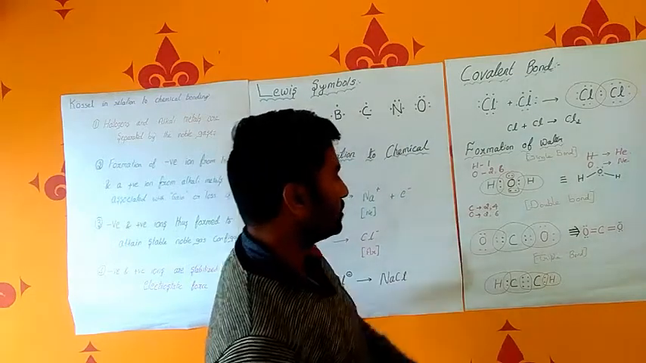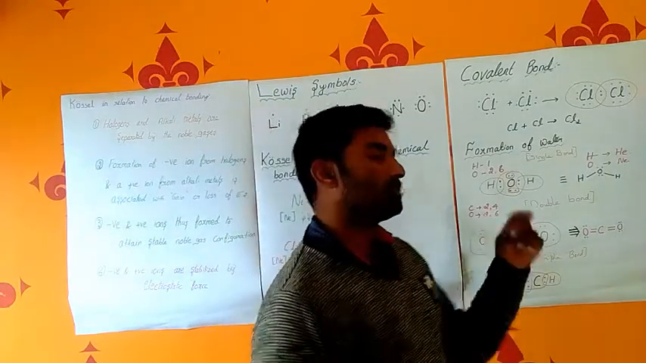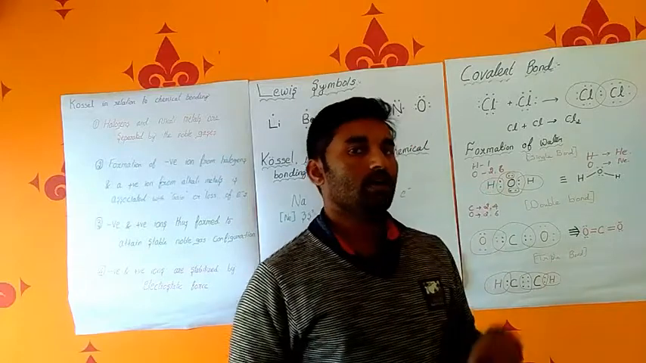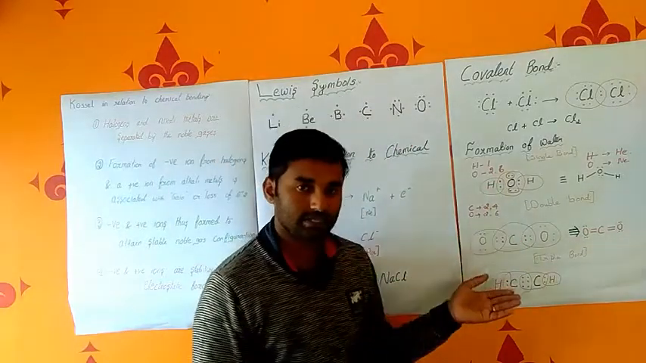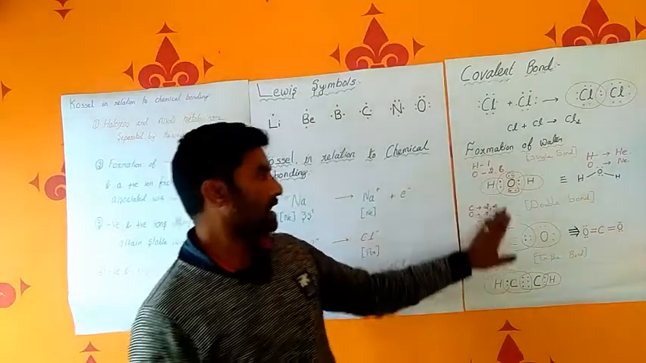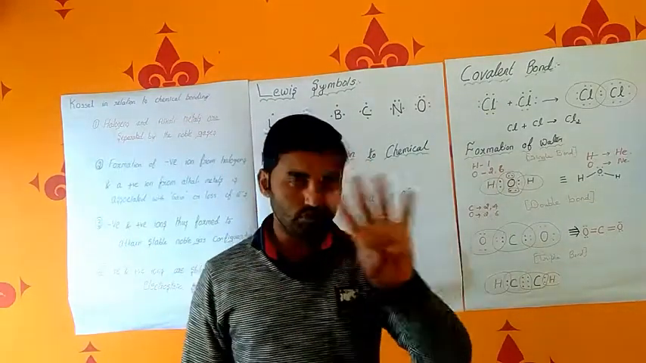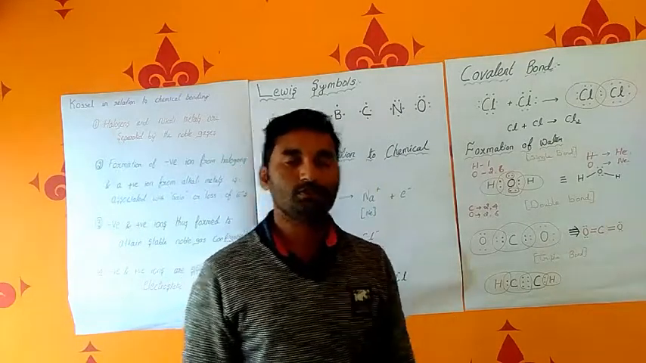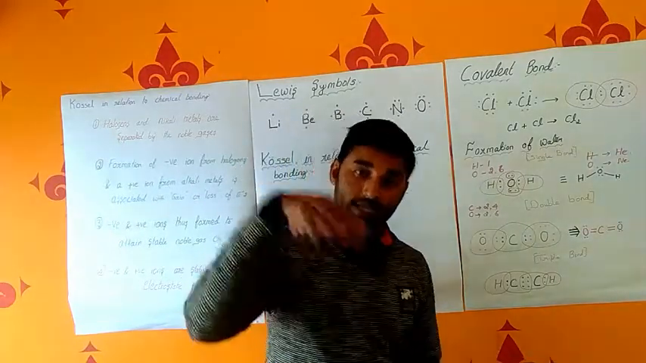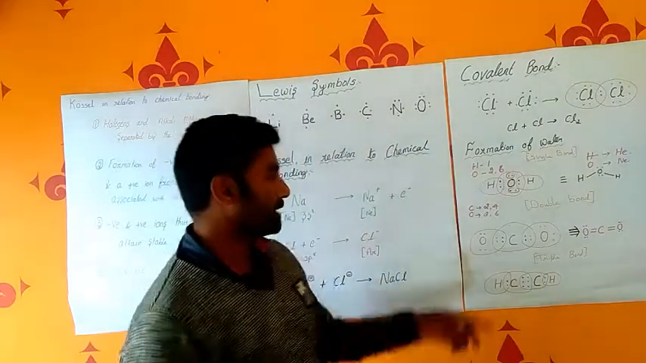So what both of them will do? They will share their 2 electrons. Yes, 2 valence electrons to attain this stability. Here, carbon has only 4 electrons. Those 4 valence electrons will involve in the bond formation.